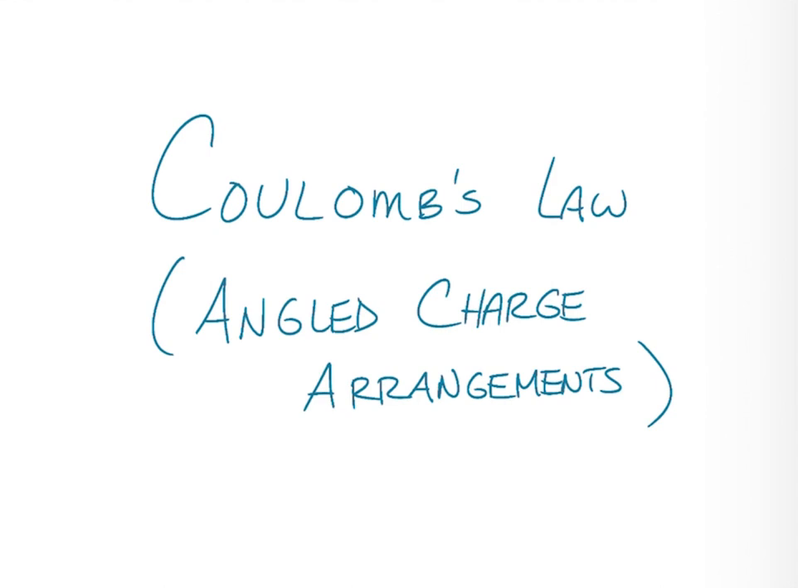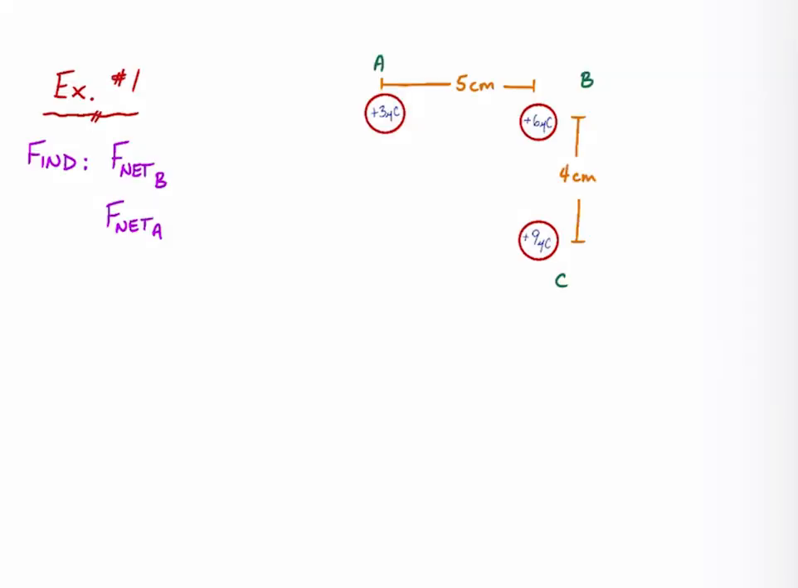When it comes to Coulomb's law, there is more than just scenarios in which two charges are located next to one another or multiple charges are located in a straight line. Sometimes the charges are at angles to one another, so you may have one charge to your left and one charge above you. An example like this.